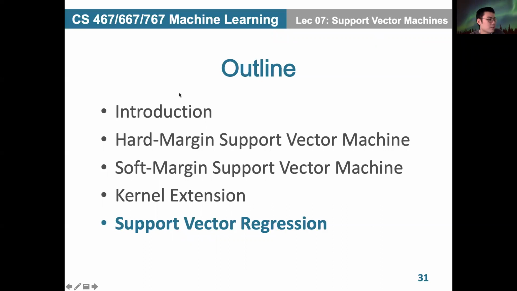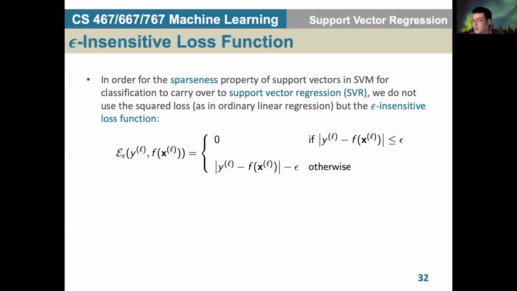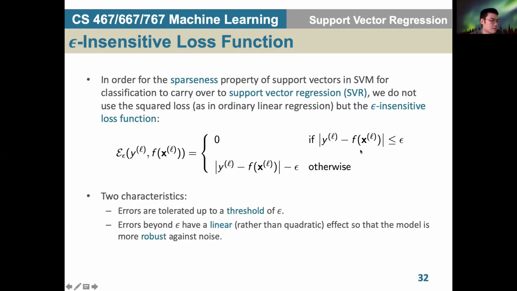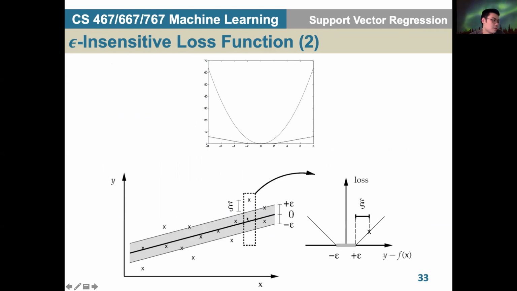So finally, let's go to support vector regression quickly. In order to guarantee sparseness properly, we only want a few support vectors. We don't want all the rows to come in. So we do need a loss function. Basically we are saying this, so the definition is like this.